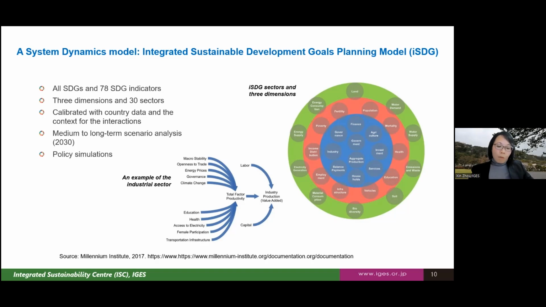Each sectoral module includes multiple variables and their relationships. This is an example for the industrial sector, which is built based on the Cobb-Douglas production function. The production factors include capital and labor, and factor productivity depends on other drivers such as education level, health condition, infrastructure, access to electricity, level of governance, macroeconomic stability, as well as trade openness.